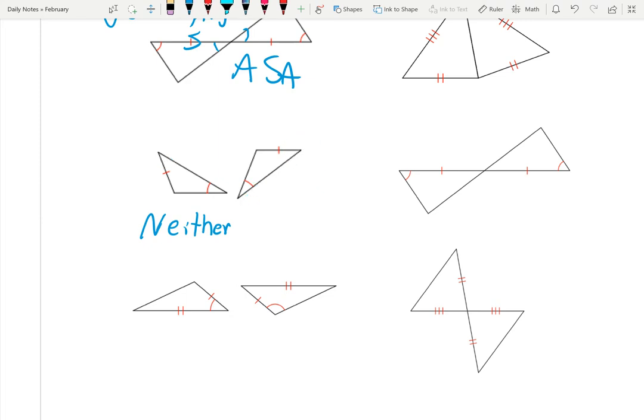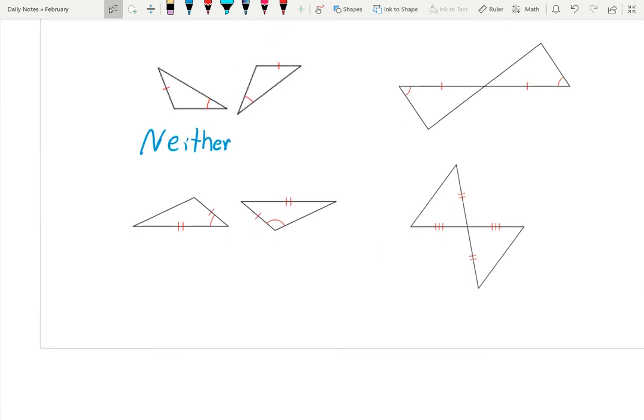But it does not give us that information, unfortunately. So it's neither. We would need one more bit of information to say whether it was side, angle, side, or sorry, angle, side, angle, or angle, angle, side.